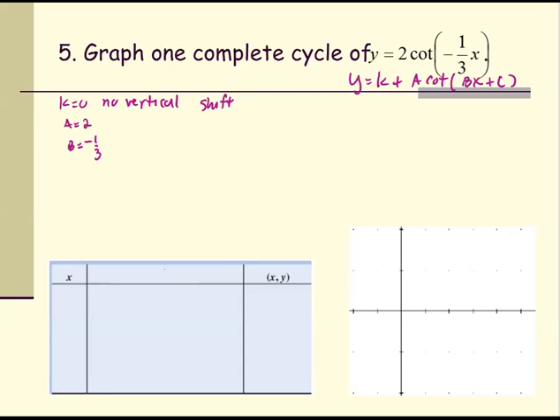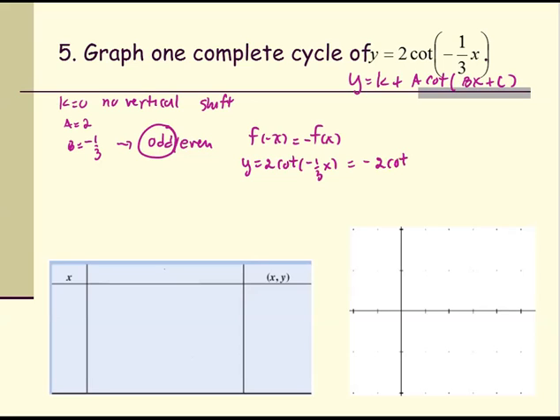This is similar to the case that we did before. Since b is negative number, we're going to consider the odd even function property to change to be positive number. The cotangent is an odd function from the property f of negative x equals negative f of x. Therefore, the y equals 2 times cotangent of negative 1 over 3x is the same as negative 2 times the cotangent of 1 over 3x.